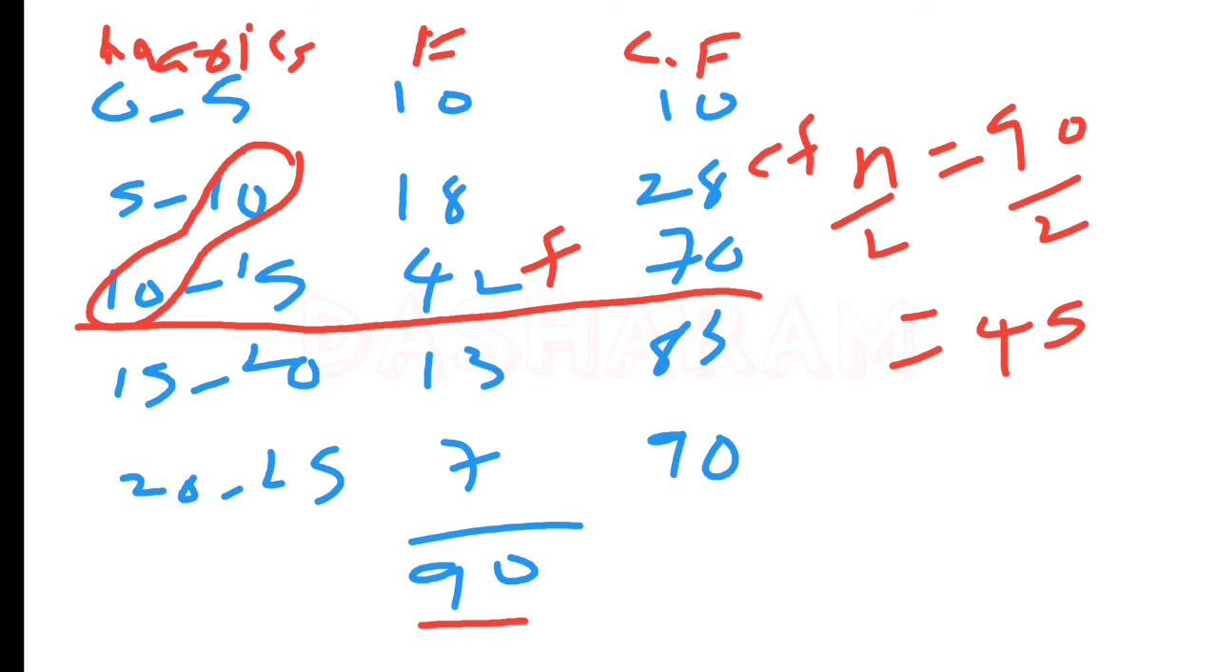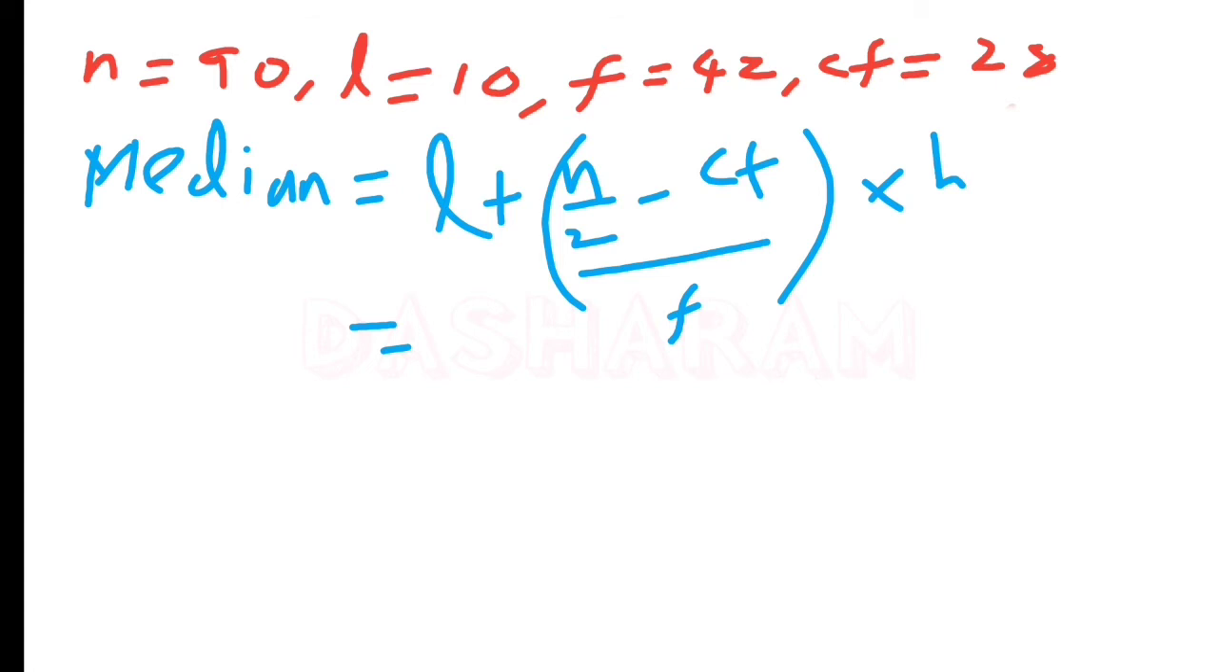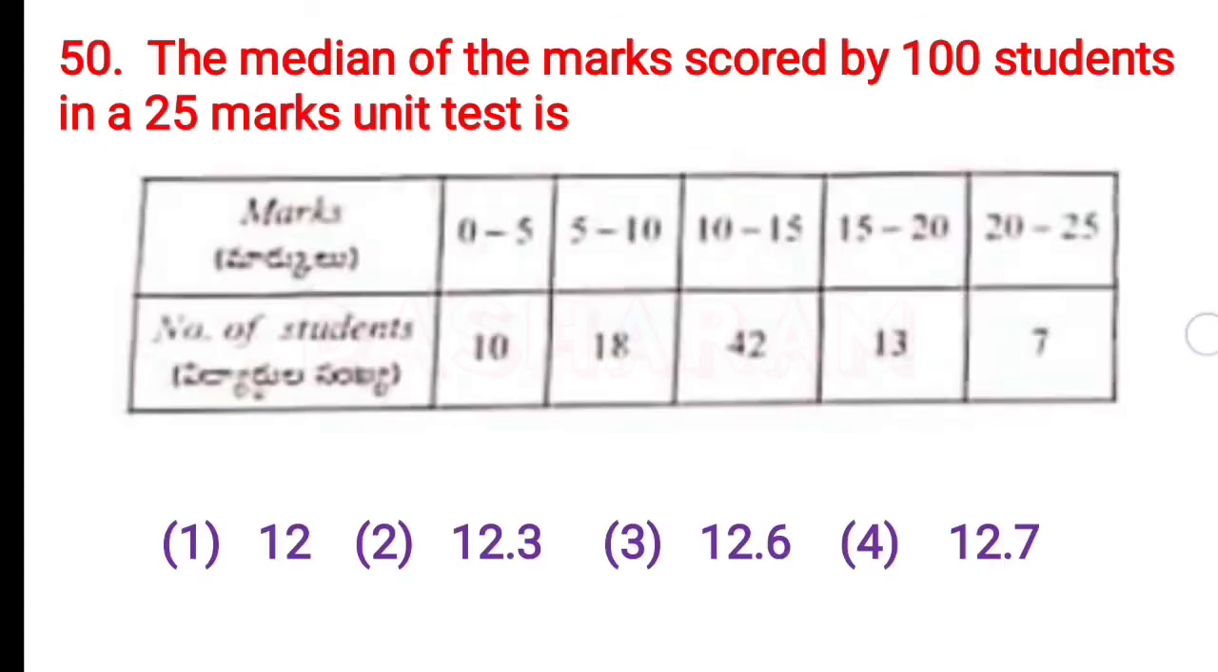After finding the median class, do you know one thing, the median answer will definitely be in the median class, that is 10 to 15. But in the question the 4 options are like 12, 12.3, 12.6. So definitely we have to use the formula and substitute the values. This is the median formula: L plus n by 2 minus Cf by f into h. Here h means the height of the class interval, and the height of the class interval is 5.